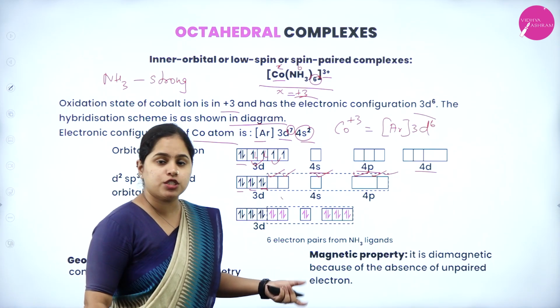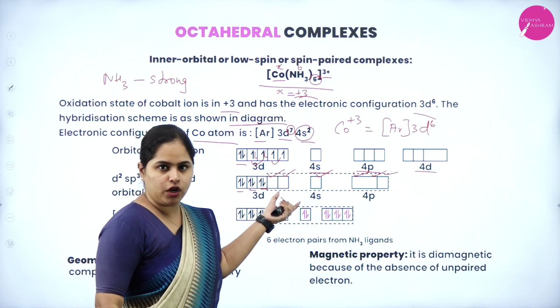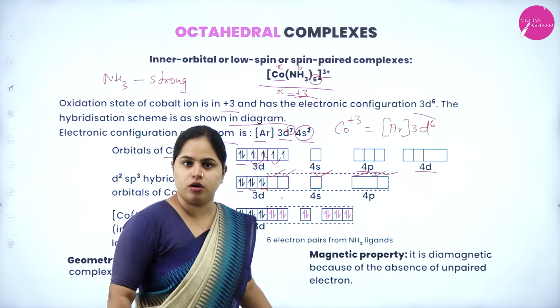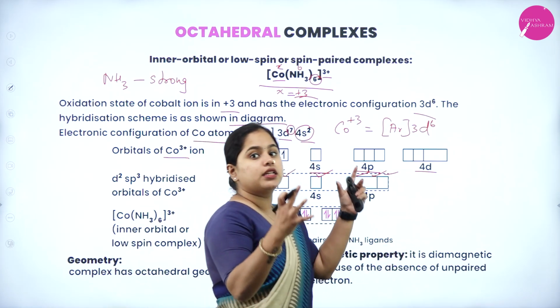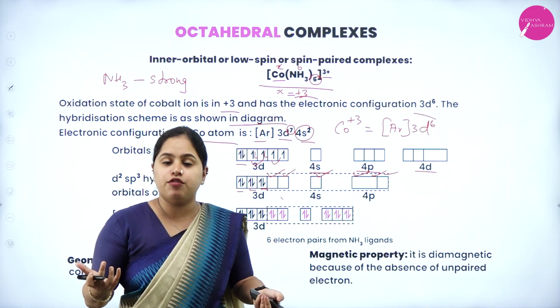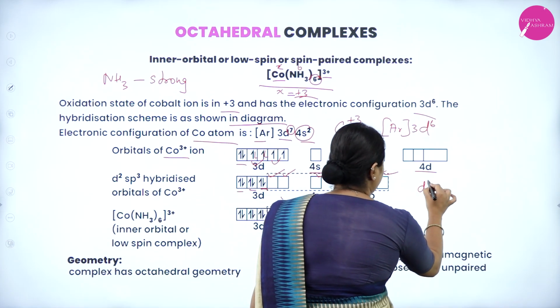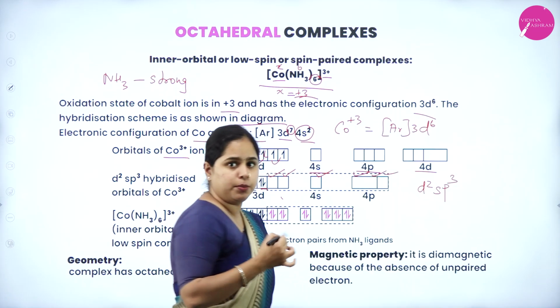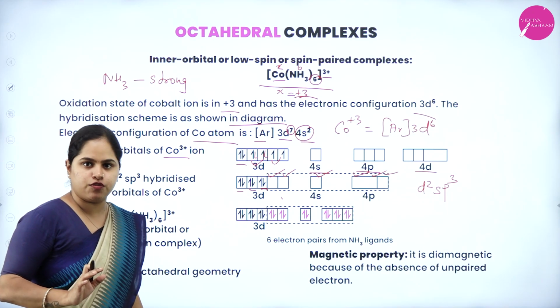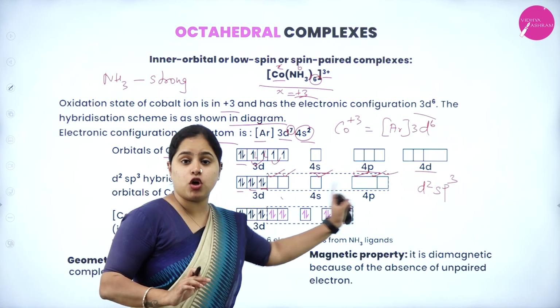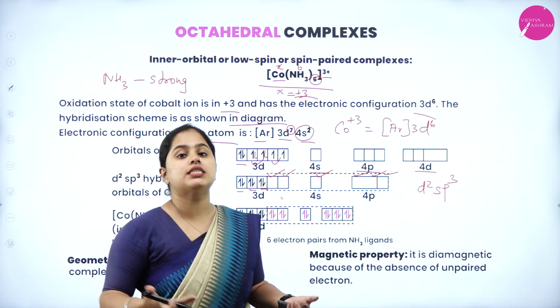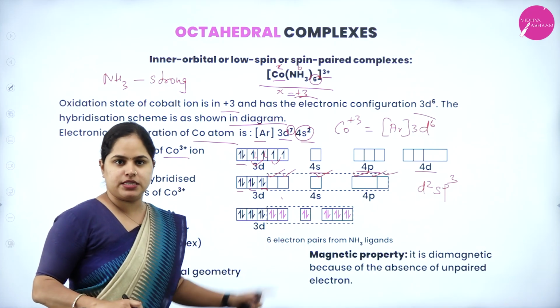So in total, what will be the hybridization here? Which are the free orbitals present? d2, that is 2 d orbitals, 1 s orbital, 3 p orbitals. So these orbitals will undergo hybridization and form what? Yes, d2sp3 hybridization will be the one which is formed. As 6 orbitals are combining, it will form 6 hybrid orbitals, which is represented here.